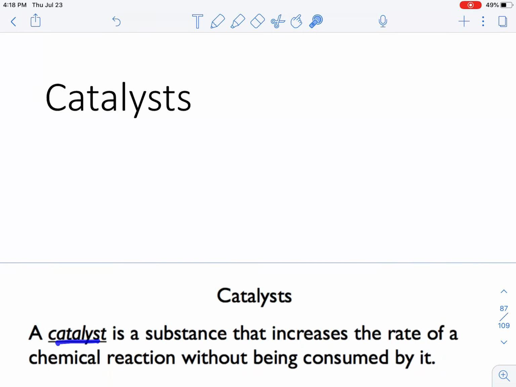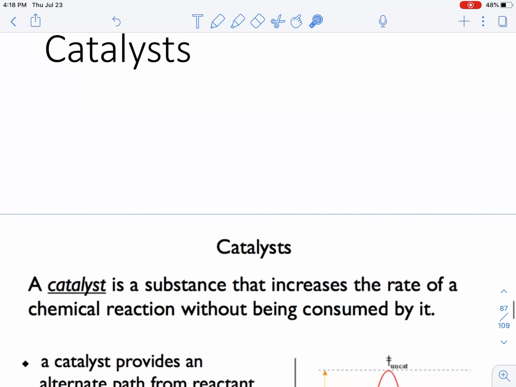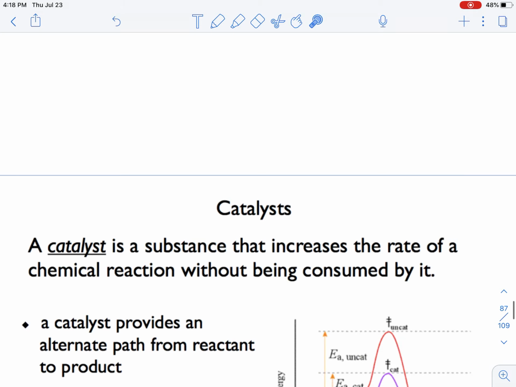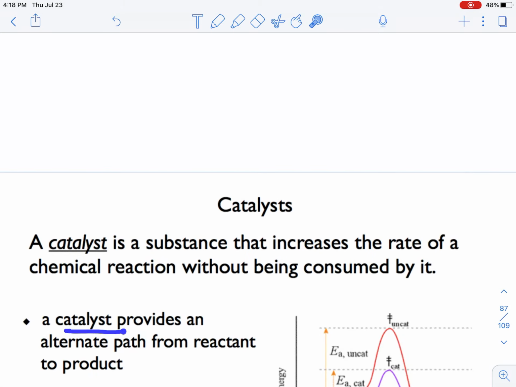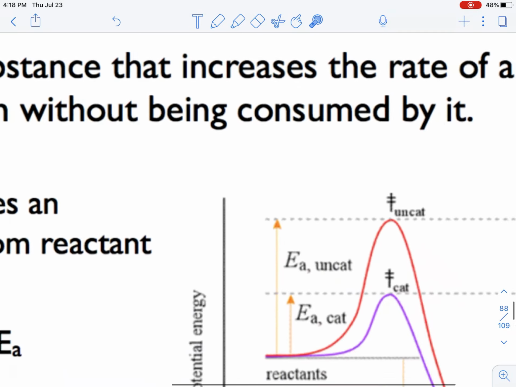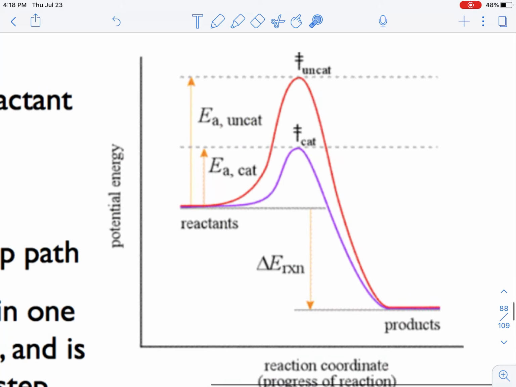Overall, catalysts are substances that increase the rate of chemical reaction without themselves being consumed. And so on a potential energy diagram, a catalyst will provide an alternate path as the reaction progresses from reactant to product. And so how might this alternate path look on a potential energy diagram? So let's go ahead and zoom in on this image.